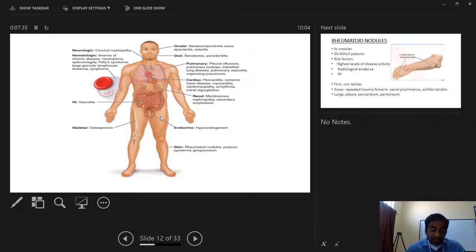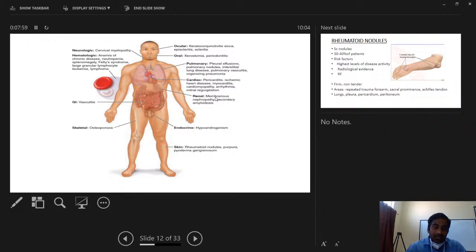Okay, rheumatoid nodules are more commonly seen. Pyoderma gangrenosum is an acute condition wherein the patient will have acute allergic dermatitis and all. Oral: you may have xerostomia, periodontitis. Ocular: you have scleritis, episcleritis, keratoconjunctivitis sicca. So all these are more common. Endocrine hypoandrogen is also very commonly seen.